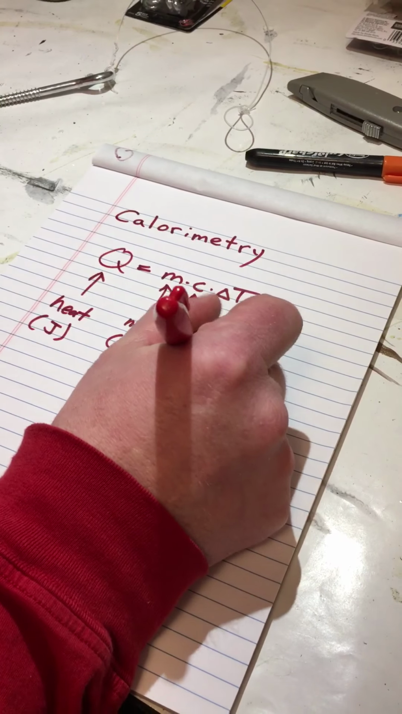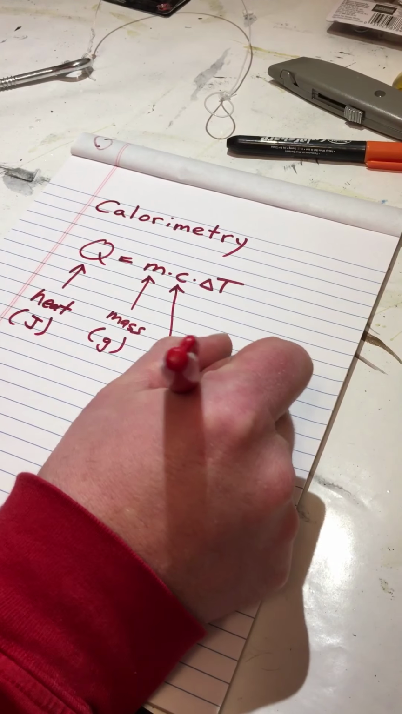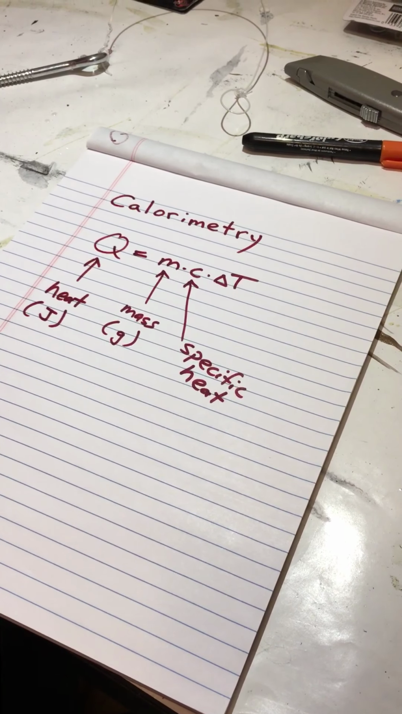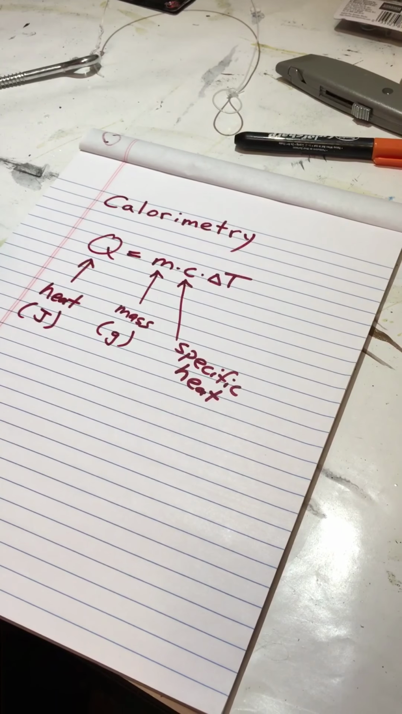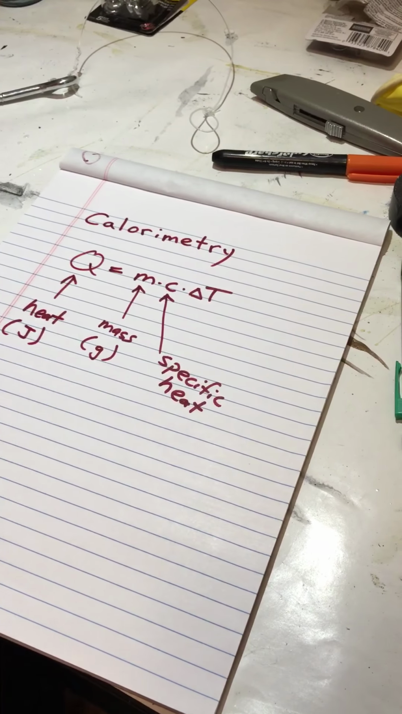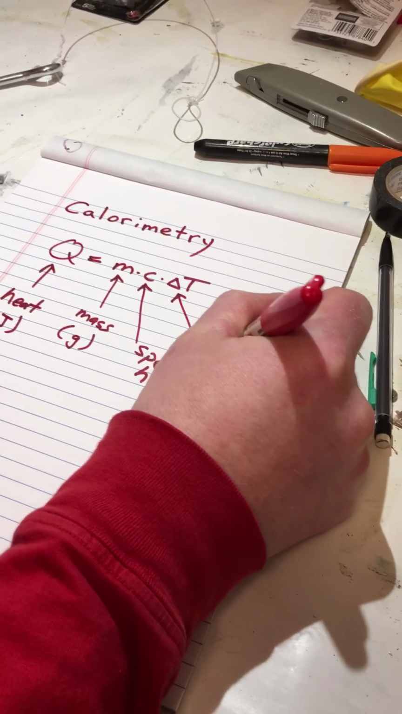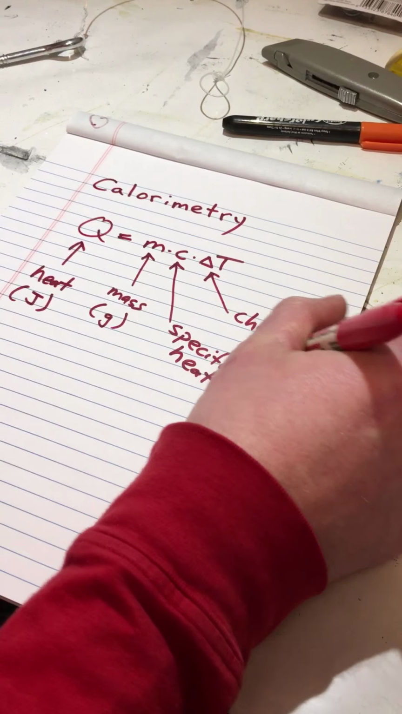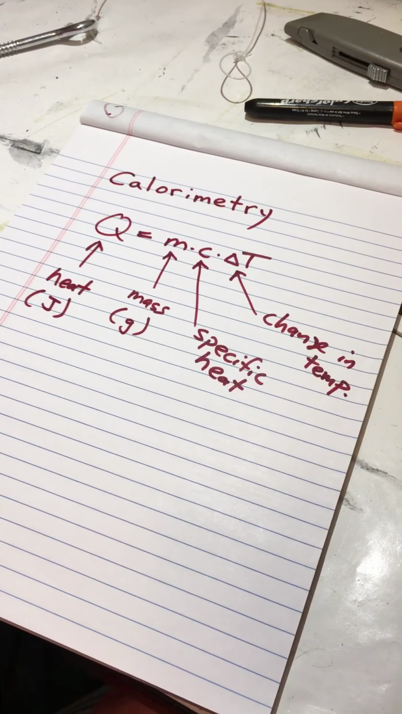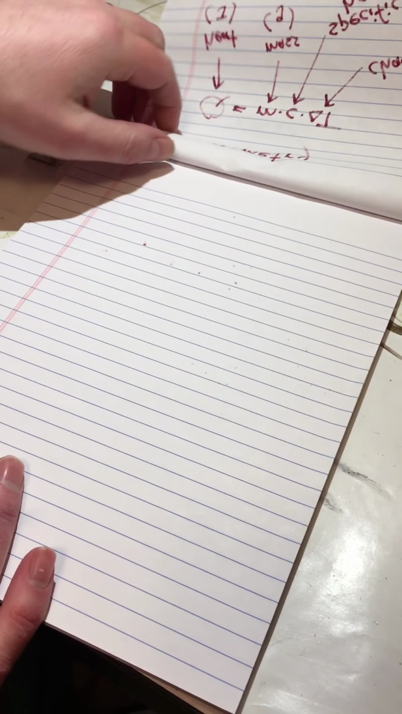The C is called the specific heat. And what that is, it's a number that measures how much energy it takes to change the temperature of a substance, in this case water, by 1 degree. We can just look that number up. And then this delta T, as you can probably guess, is the change in temperature. So you're going to use your thermometer and measure what does the water start out at, and then what does it end up at.